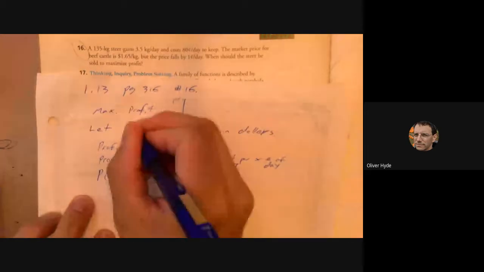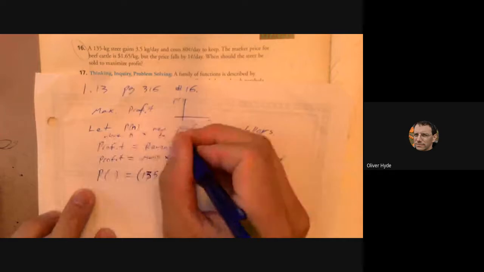And at this point, hopefully before now, I would have had an idea of what my independent variable is going to be, but you can wait until now before deciding it. Let P of N represent the profit in dollars, where N is the number of days.